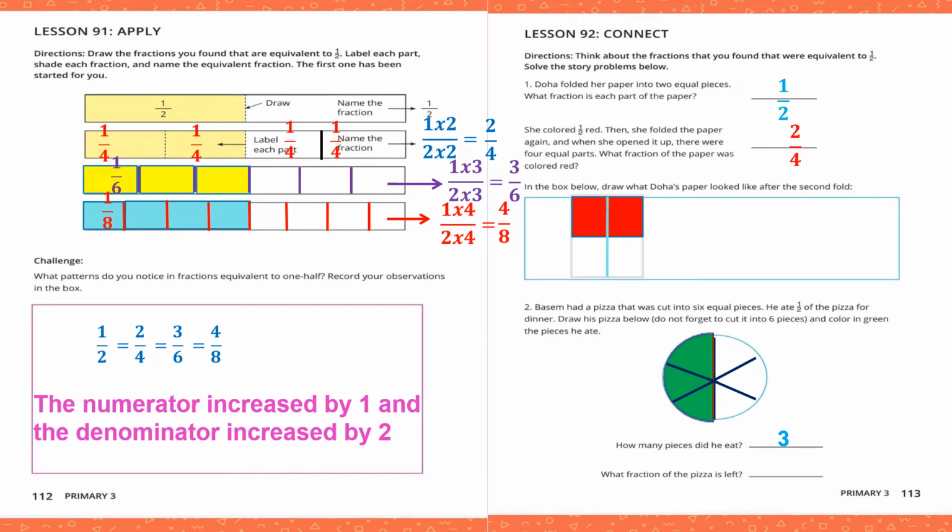Let's answer. How many pieces did he eat? 1, 2, 3. 3 pieces. What fraction of the pizza is left? What fraction? Fraction means numerator and denominator. So it will be 3 over the total number 6. 3 over 6, or 3/6.